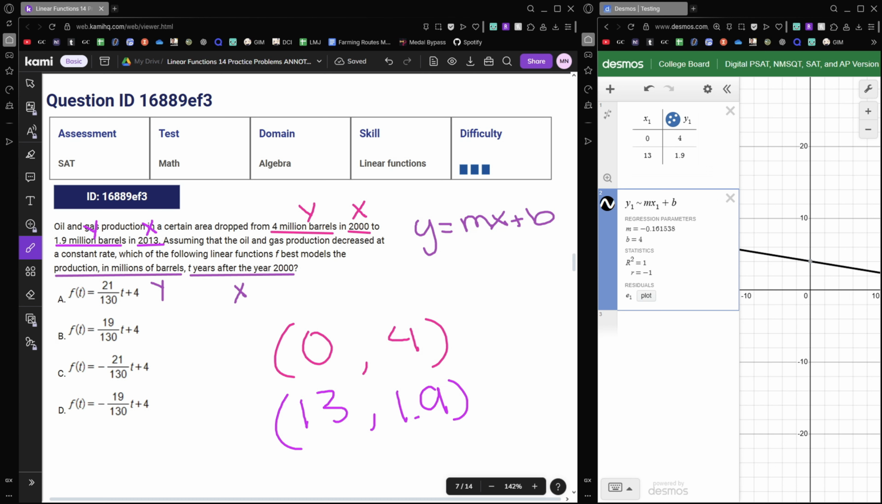+4. First up, we know that m is negative, so we can get rid of A and B, where m is positive. Now to find out which fraction m is, I guess we can just put it in. So -21 over 130, that is the same. So that means that C would be our answer.